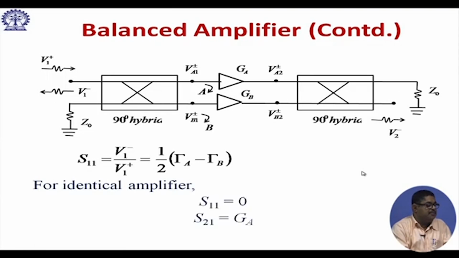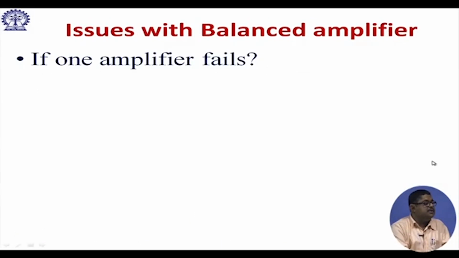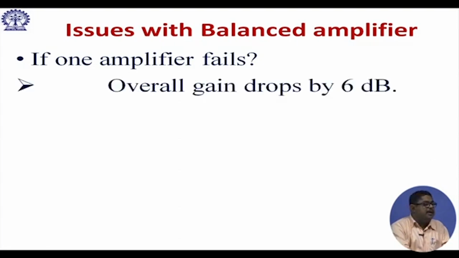For identical amplifier, S11 is 0, S21 is GA, we have already seen that previously. So, no need of impedance matching. It is an elegant concept, this balanced amplifier. Only thing is you are required to have 2 transistors for this. Now, issues with balanced amplifier. If one amplifier fails, what will happen? Nothing will happen, your overall gain will drop.